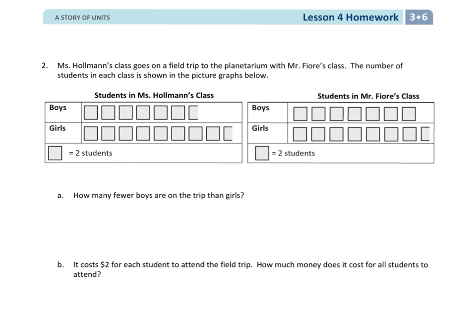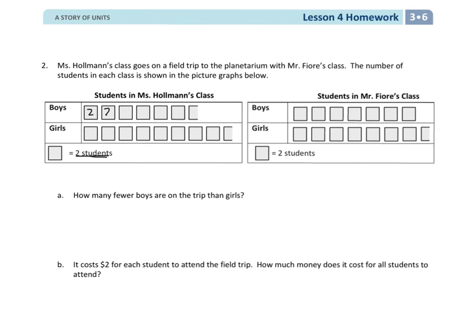So here we go for number 2, and it says, Miss Holman's class goes on a field trip to the planetarium with Mr. Fiore's class. The number of students in each class is shown in the picture graphs below. So what I'm going to do now, just to help me out, is count how many boys and how many girls for each class. And I know that each box is 2.